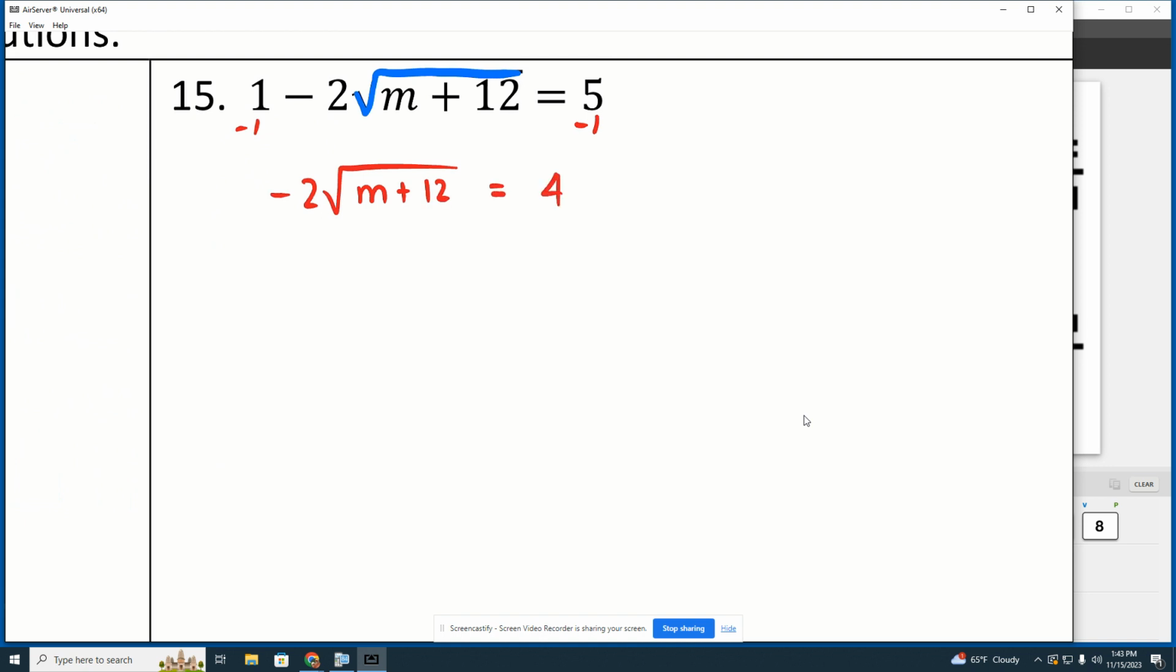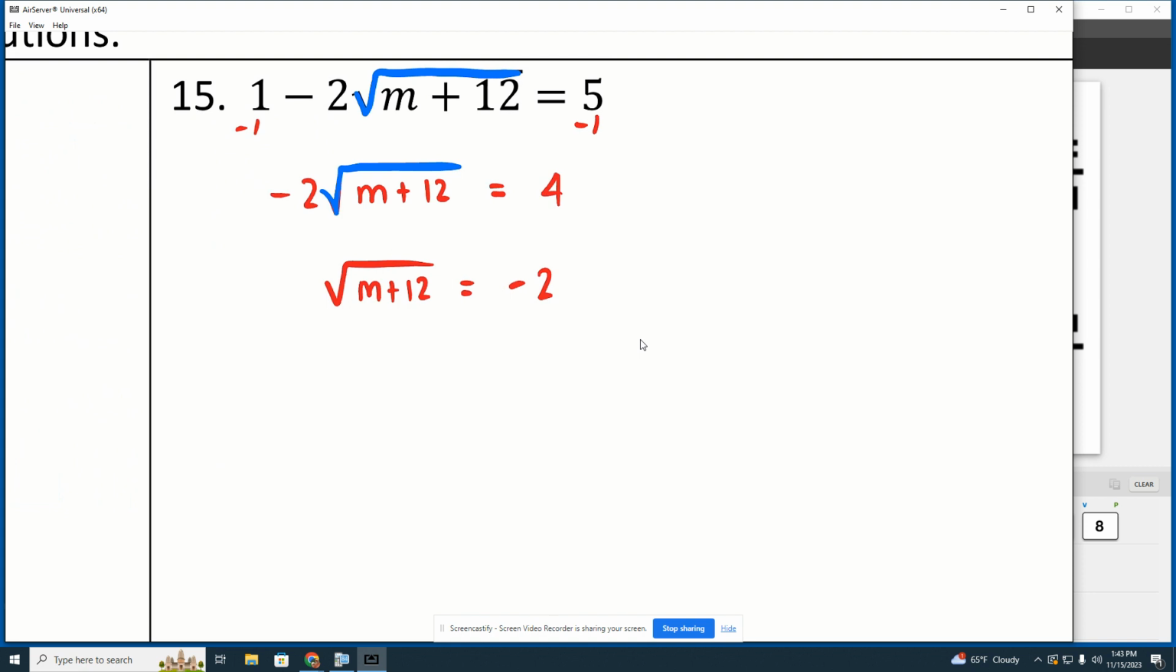Now, I still don't have this radical completely isolated. I need to move that negative 2 away from it. Well, remember, when it's jammed right in front of it, it means it's multiplying. So you're going to divide by negative 2. So the square root of m plus 12 will equal 4 divided by negative 2, which is negative 2.